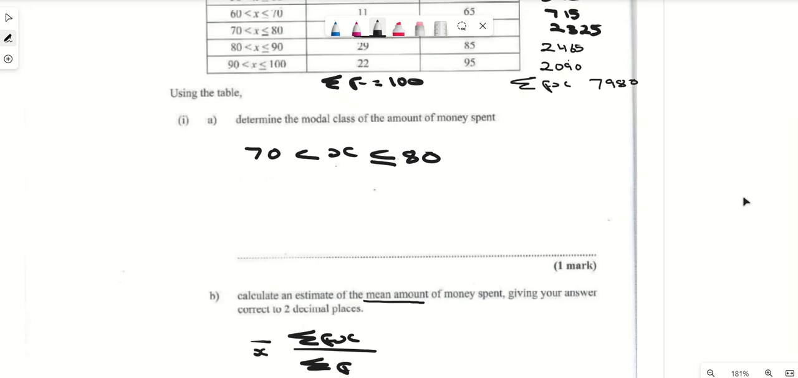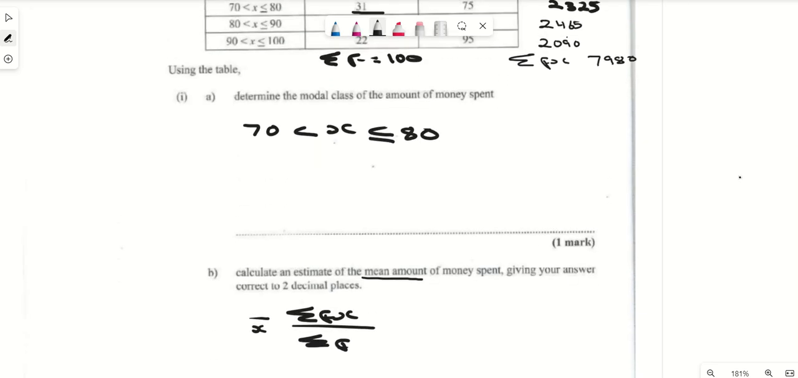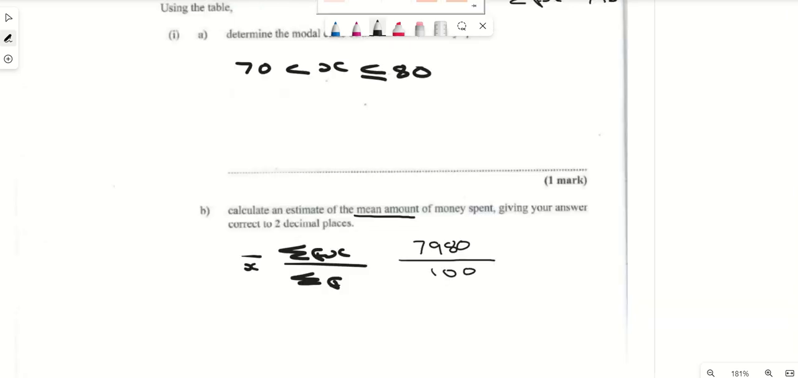So our mean or average is going to be the summation of f of x, which was 7,980, divided by the summation of f, which is 100, right? And when you divide 7,980 divided by 100, you're going to get 79.80. They said to 2 decimal places, so you're going to add that 0. So this is the 2 dp, and that is your answer for this question.